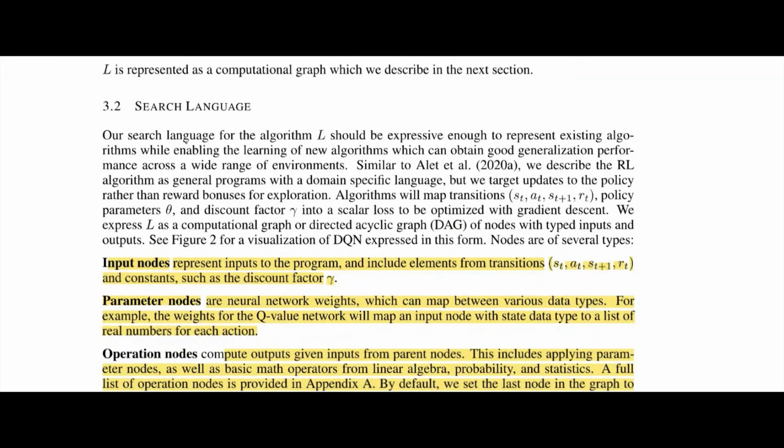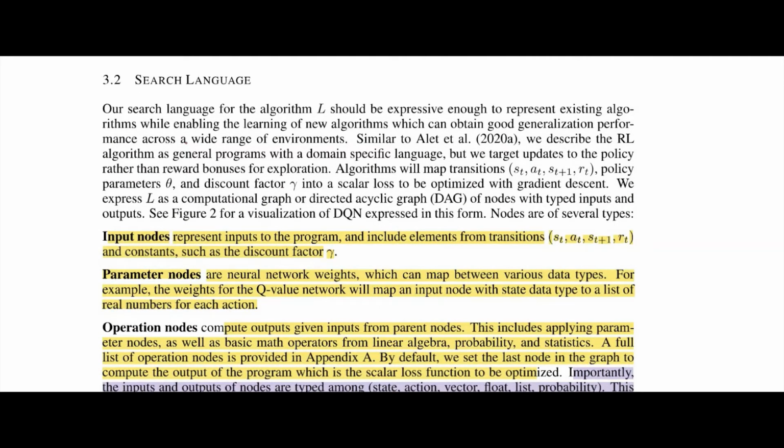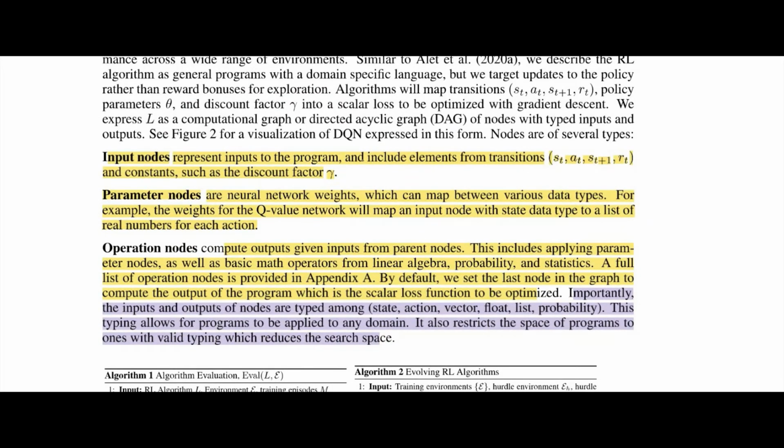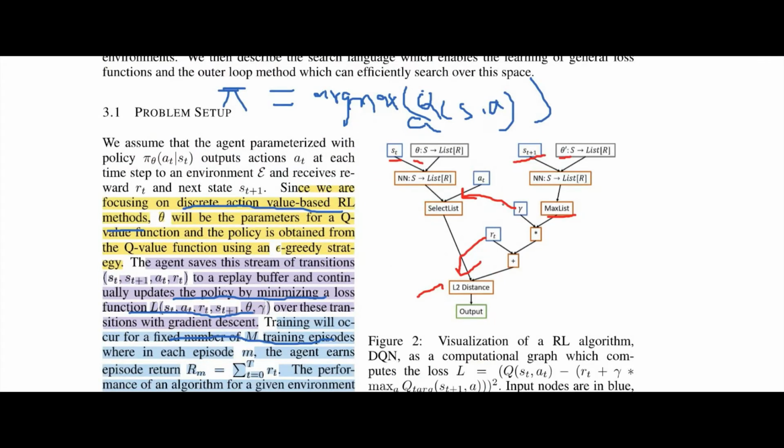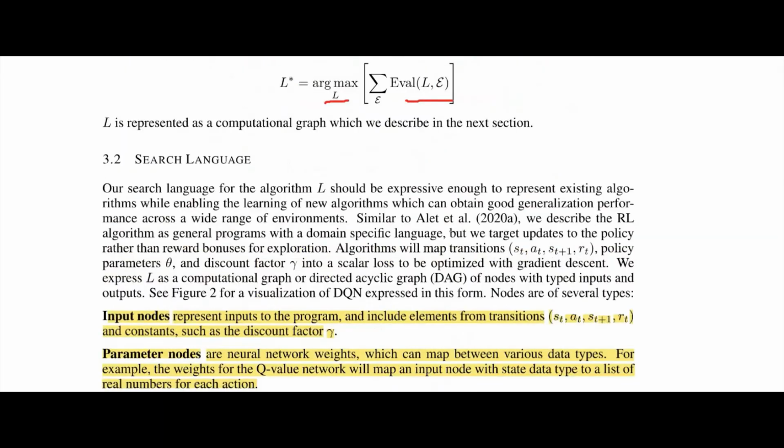Okay, so now they talk about the search language, which is basically how they represent the computation graph. The input nodes of the computation graph include elements from transitions like state, action, next state, reward, and also constants like the discount factor. You can see here that the inputs are state, action, discount, and rewards and so on.